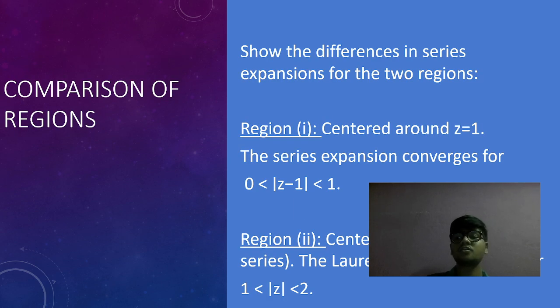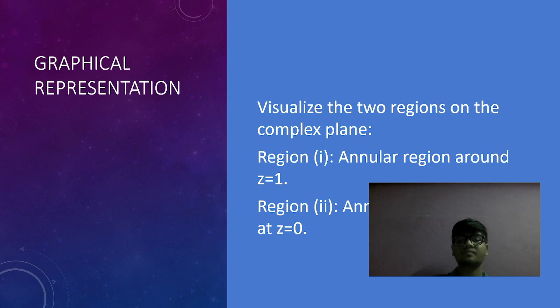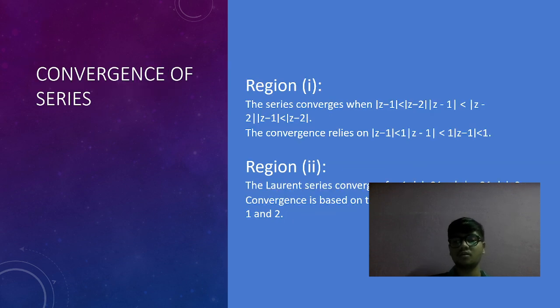Comparison of regions. Show the differences in series expansion for the two regions. Region 1: centered around z = 1. The series expansion converges for 0 < |z-1| < 1. Region 2: centered at infinity, Laurent series. The Laurent series converges for 1 < |z| < 2. Graphical representation: visualize the two regions on the complex plane. Region 1 is an annular region around z = 1. Region 2 is an annular region centered at z = 0.